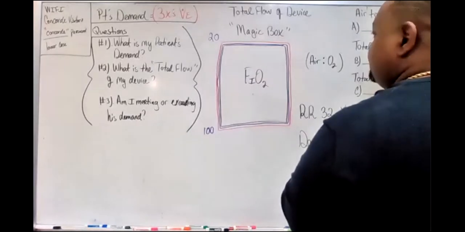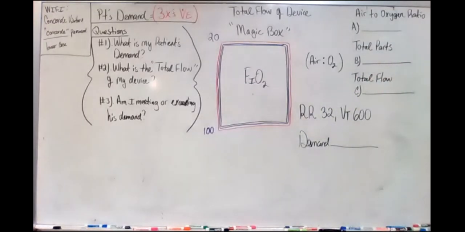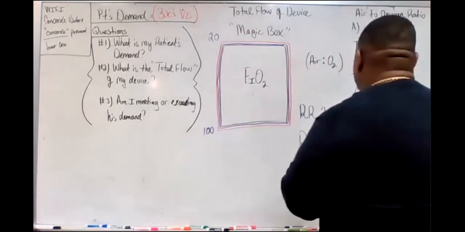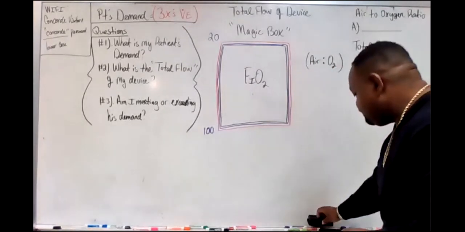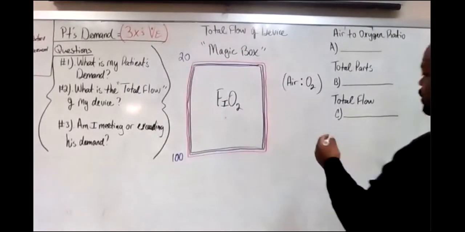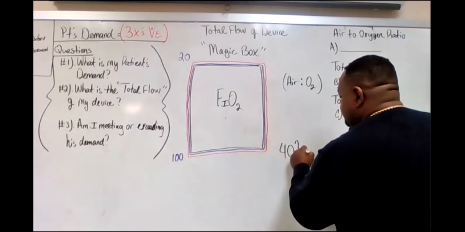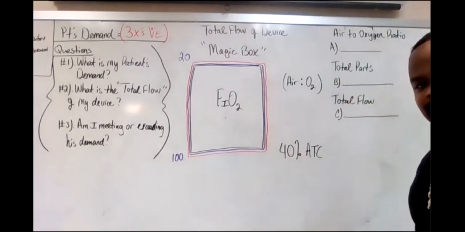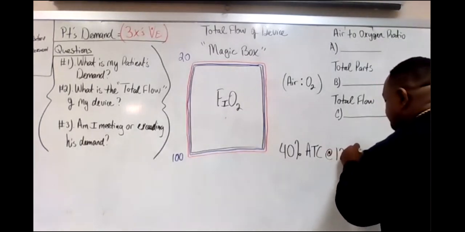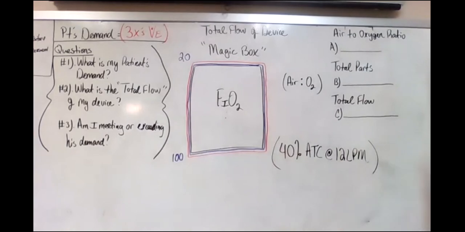Magic box. Okay, let's just do it like this from here. For instance, this will be a sample high flow device that you might be on. I'm gonna write it right here. This is a sample high flow device. Mr. Johnson is on a 40% aerosol trach collar, which is ATC, 40% aerosol trach collar, running at 12 liters per minute. This is the high flow device that you got them on, right?